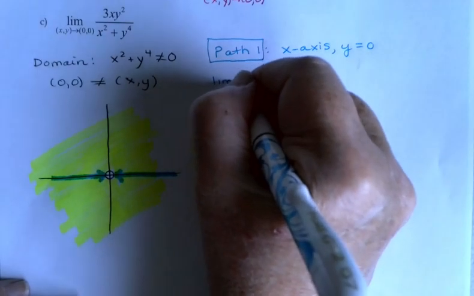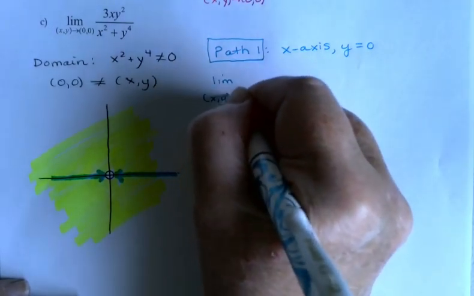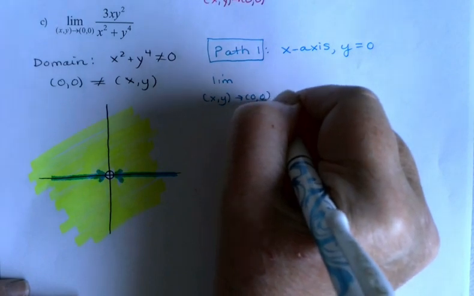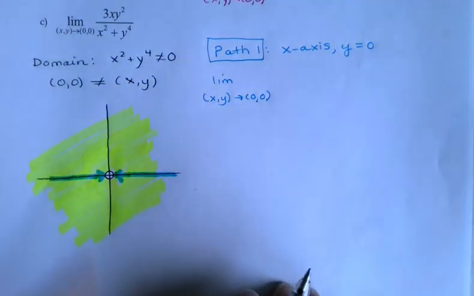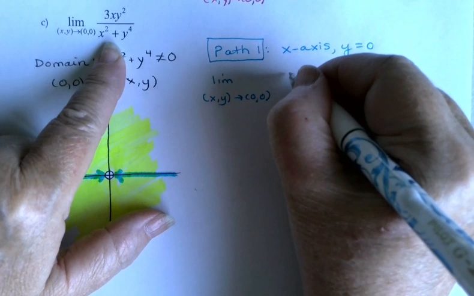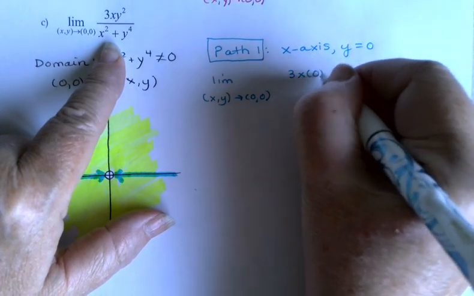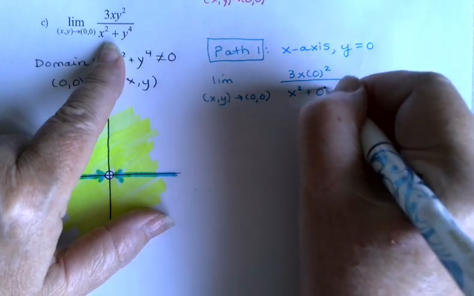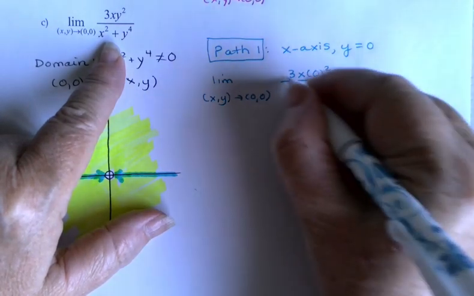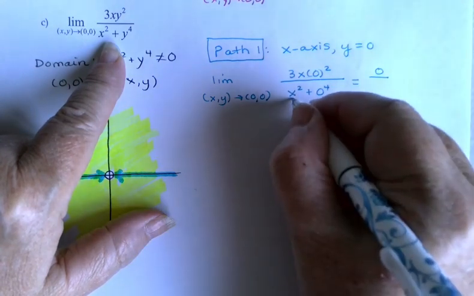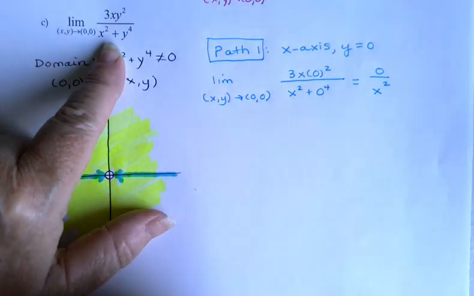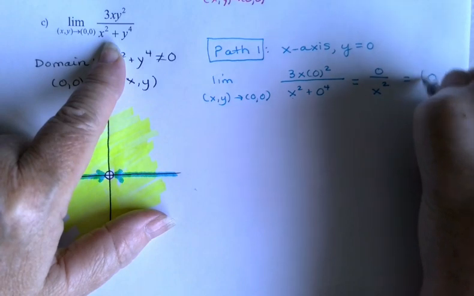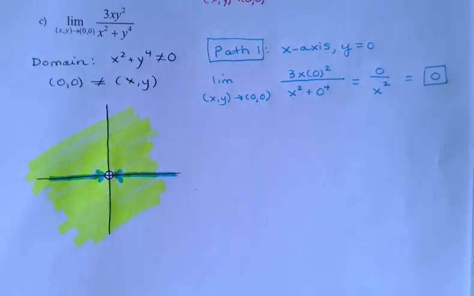Write my limit. And let's see, if y is 0, I would have 3x times 0 squared over x squared plus 0 to the 4th, which makes the entire numerator 0 and the denominator x squared, which does simplify to 0. So there's one path. I now need to get a contradiction to that 0.